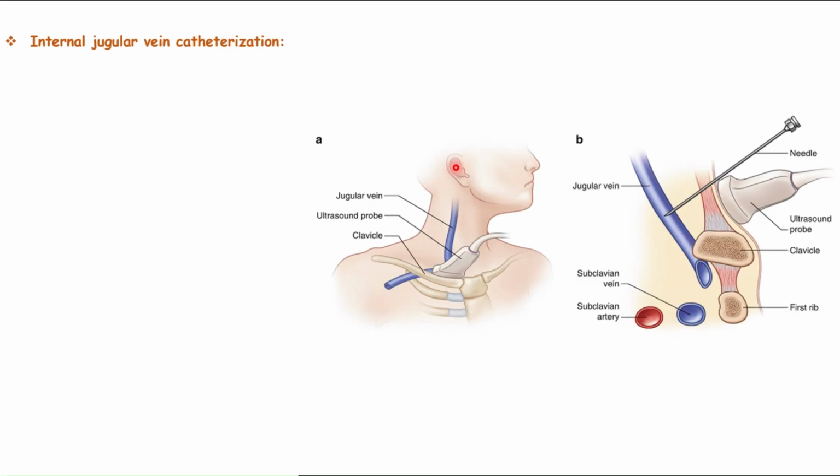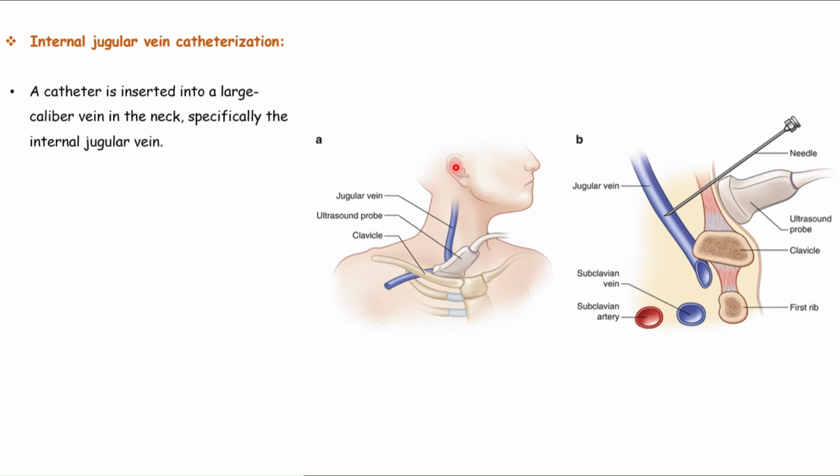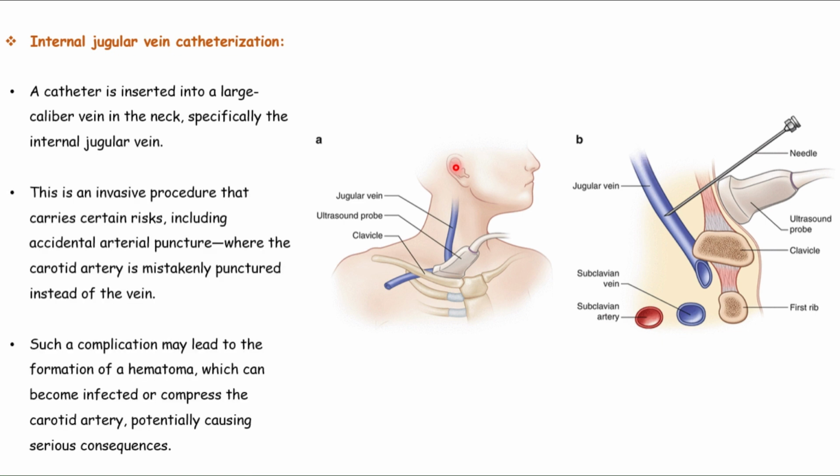Internal jugular vein catheterization is when a catheter is inserted into a large caliber vein in the neck, specifically the internal jugular vein. This is an invasive procedure that carries certain risks, including accidental arterial puncture, where the carotid artery is mistakenly punctured instead of the vein. Such a complication may lead to the formation of a hematoma, which can become infected or compress the carotid artery, potentially causing serious consequences.